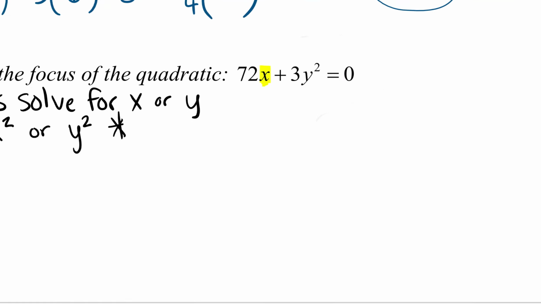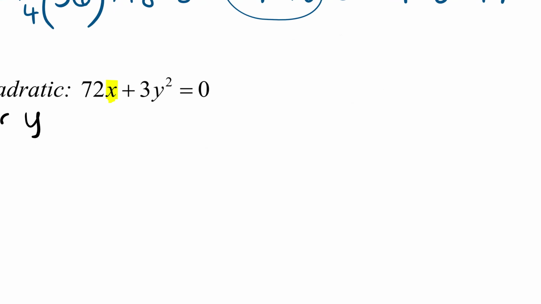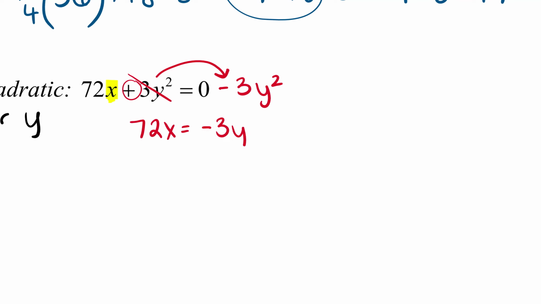Makes a huge difference. If you solve for the squared letter, you get a totally different function that we haven't done yet. So anyways, on here, I want to solve for x, which means I need to make 3y squared go over here. And so plus 3y squared becomes, on the other side, minus 3y squared. So I have 72x equals negative 3y squared. And then since I'm trying to get x, I divide by 72 on both sides.